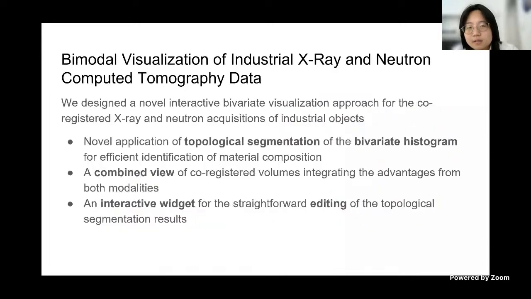Therefore, based on the idea, we designed a novel interactive bivariate visualization approach for the co-registered X-ray and neutron acquisition of industrial objects. We present a novel application of topological segmentation of the bivariate histogram for efficient identification of material composition. We provide a combined view of co-registered volume integrating the advantages from both modalities, and we also allow an interactive widget to be used for straightforward editing of the topological segmentation result.